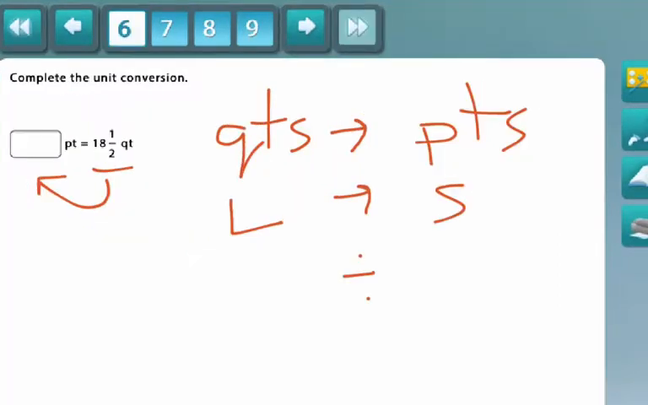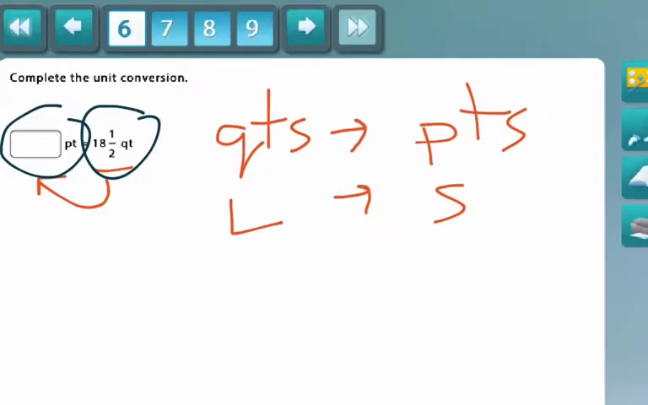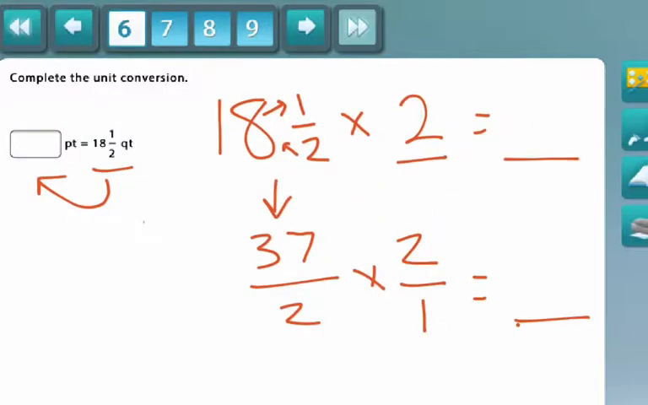Problem number 6 is the same conversion. You're going from 18.5 quarts into pints. So it's important to remember how many pints would be equal to 1 quart. Looking at Mr. Gallon Man, you have 2 pints for every quart. So I'm converting a larger unit into a smaller unit, which indicates that I'm going to use multiplication. 18.5 times 2, I convert that into an improper fraction, 37/2 times 2 wholes.